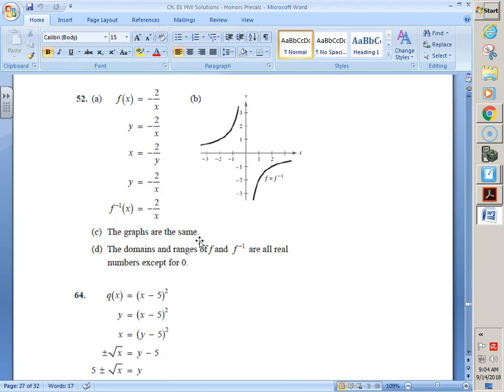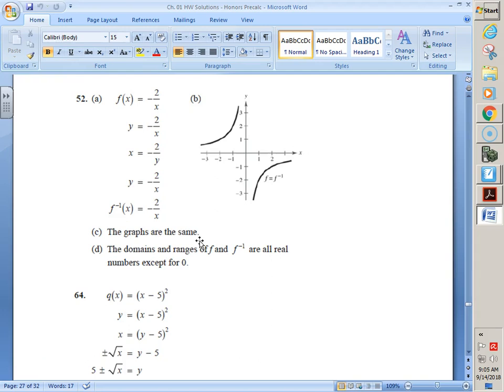Number 52. Once again, it was its own inverse. When you switch the x and y and solve for y, the graphs are the same because it is its own reflection already, kind of like the other one that we already saw. Domain and ranges: both of them are all real numbers except for 0 because there's a vertical asymptote at 0, so x can't be that. There's a horizontal asymptote at 0, which isn't the reason why, but the graph doesn't ever cross through it. So y can't be 0 and x can't be 0.